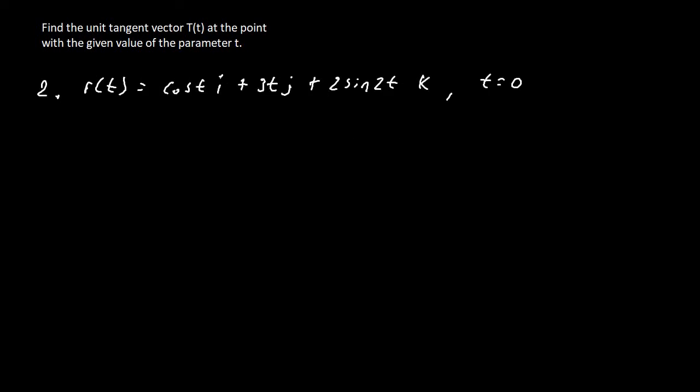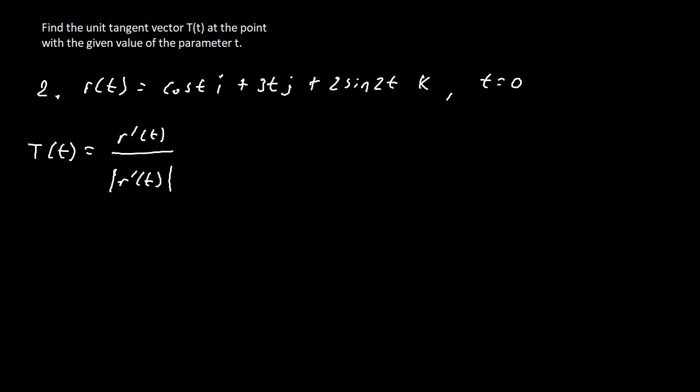So for number 2, let's find the unit tangent vector for r of t equals cosine t i plus 3t j plus 2 sine 2t k at the given t value of 0. Once again, the unit tangent vector formula is going to be equal to r prime of t over the magnitude of r prime of t.